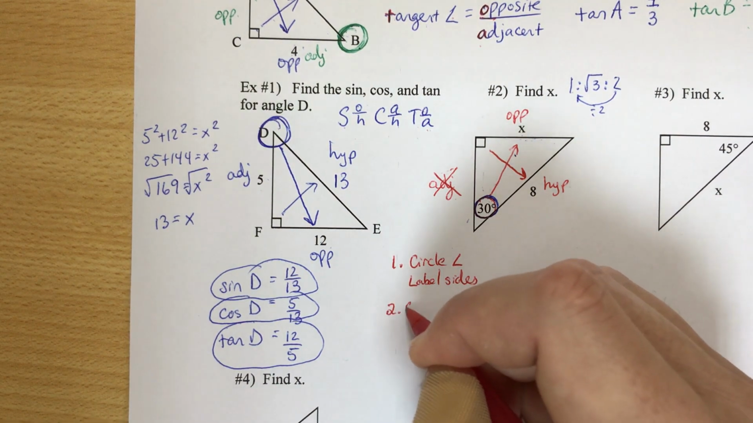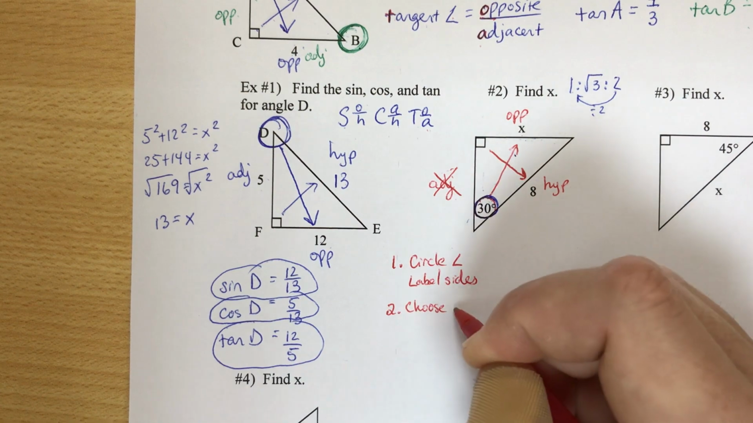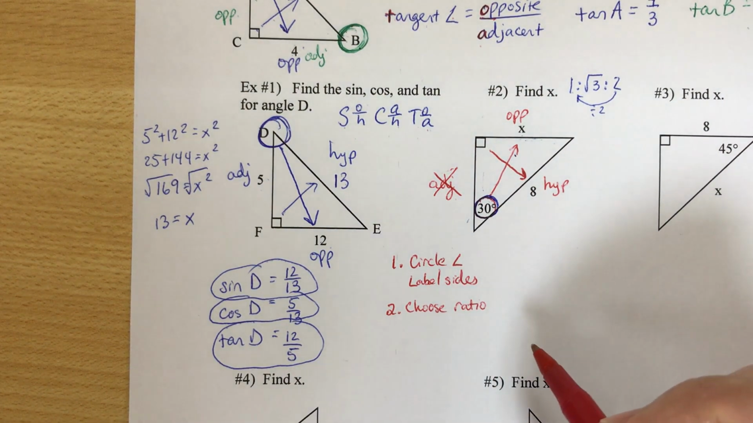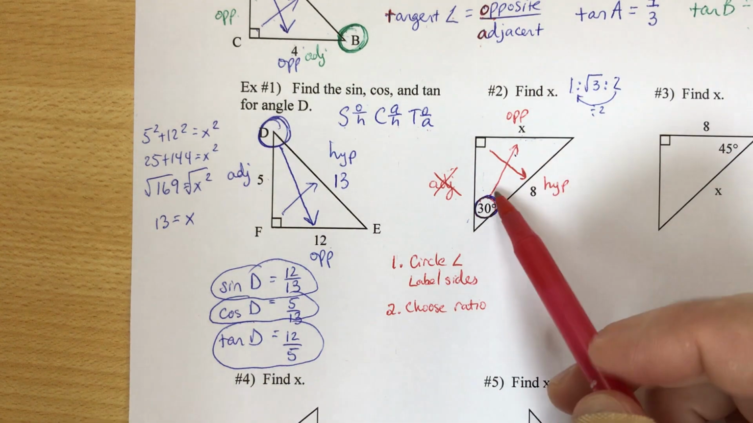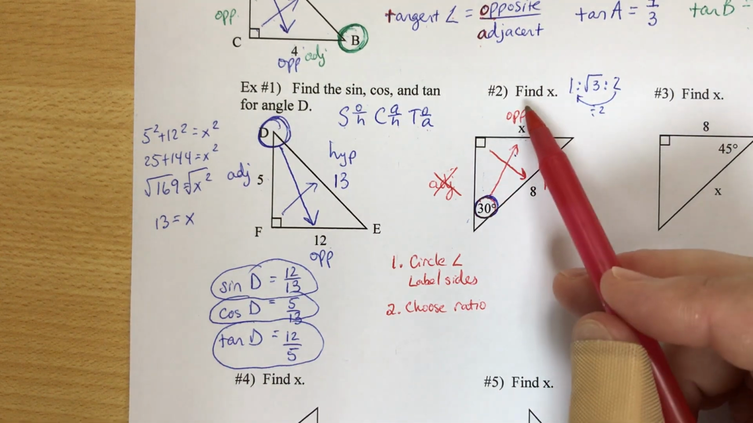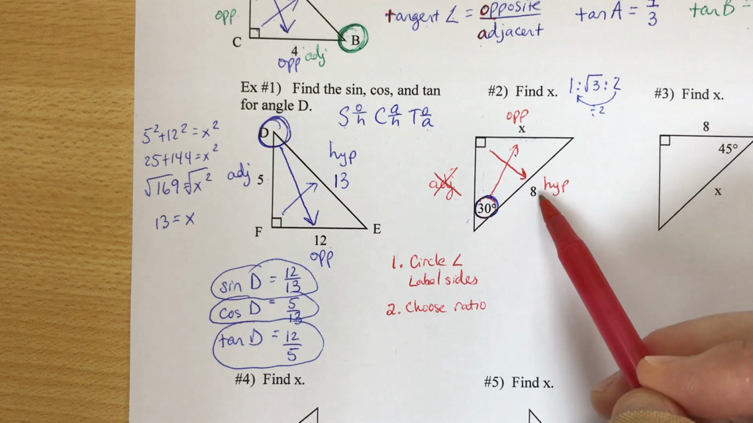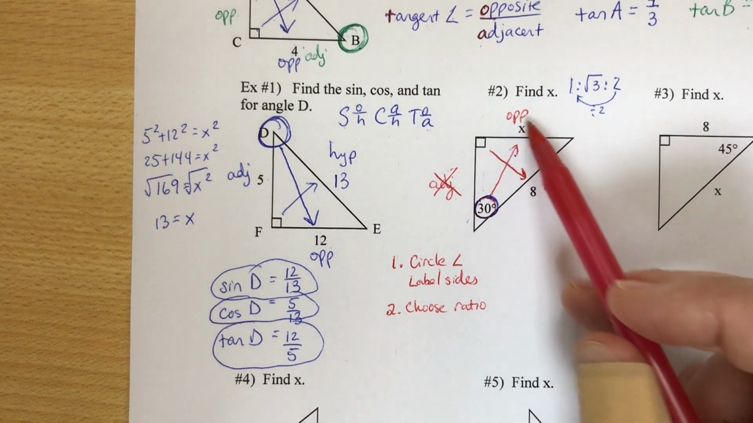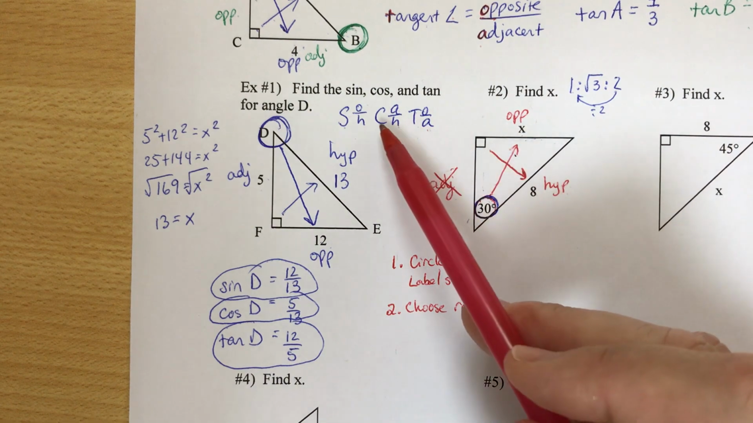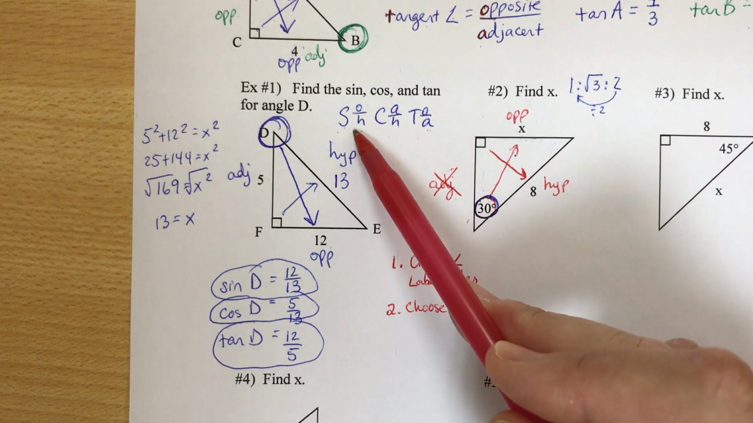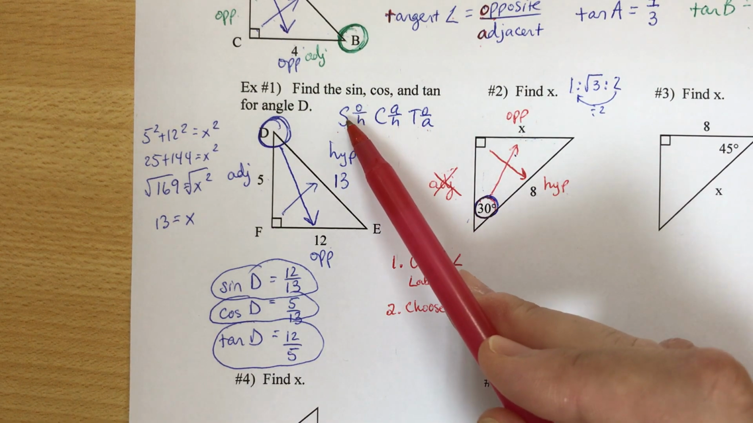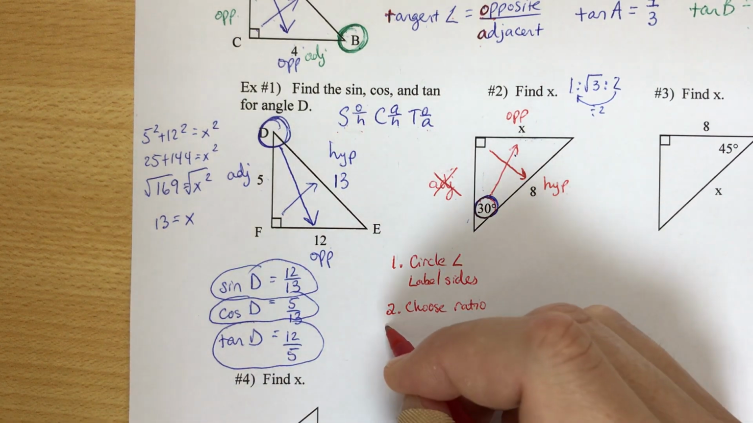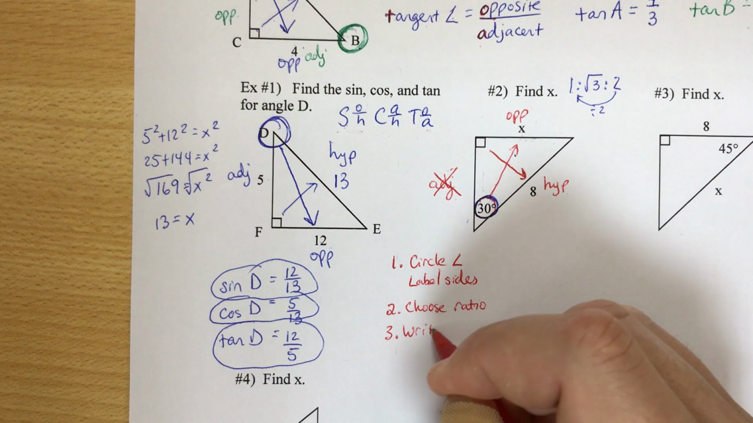Step 2 is we need to choose the correct ratio. Is it sine or cosine or tangent? Well, look at the way that we labeled. We need the opposite side. We're going to use the 8, which is the hypotenuse. So O and H, that's a sine. Opposite divided by hypotenuse, that is the sine. So we're going to choose the ratio as sine. Step 3 is to write the equation.